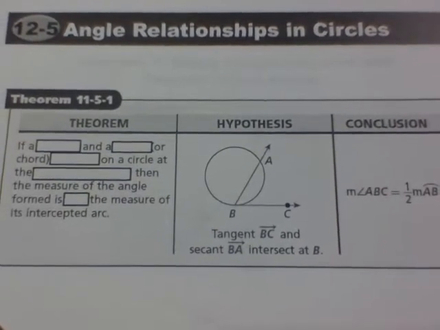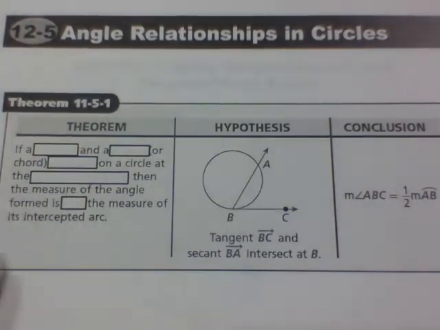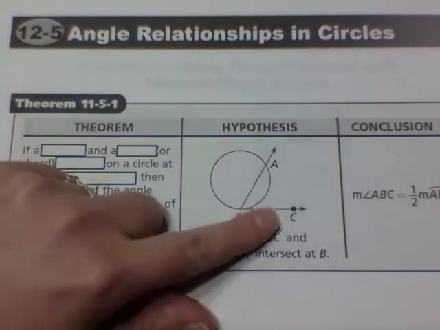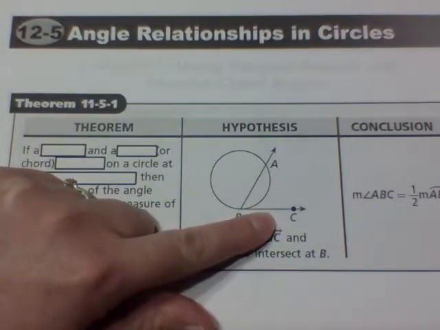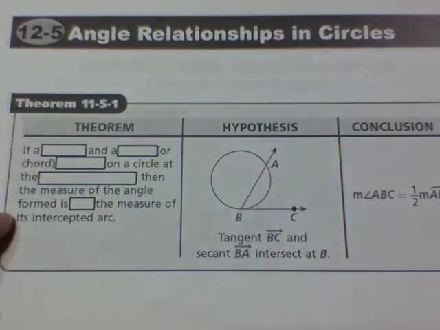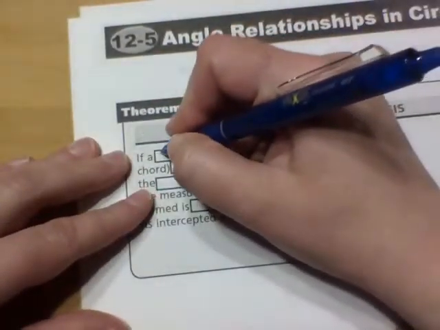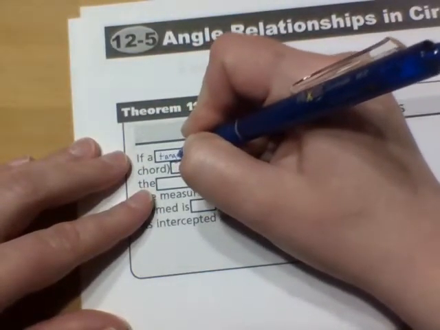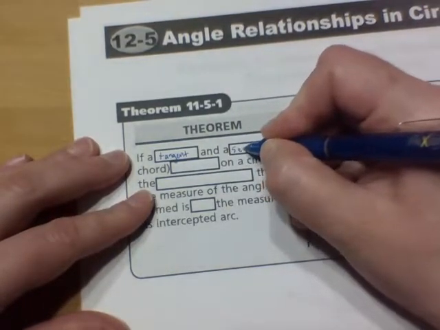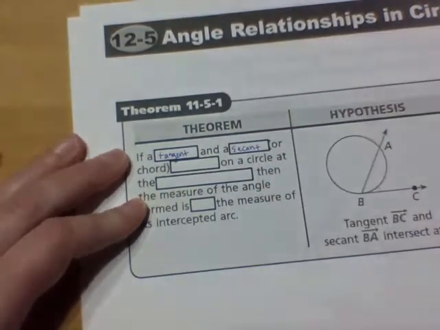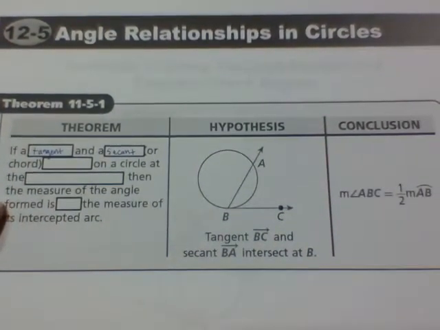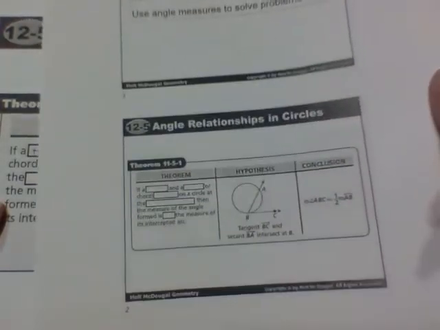So the first theorem that we're going to talk about today is 11.5.1, and this one talks about if a tangent, so this is the tangent here, and a secant, or a chord if it stopped there. So we're going to fill that in, tangent, and secant. And remember that there is a notes packet that you could be following along with here with all of the blanks in it as well.